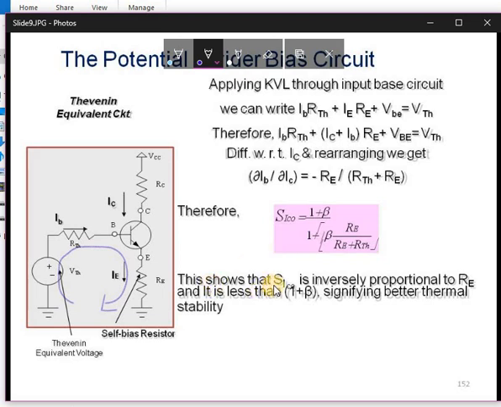This shows that the stability factor is inversely proportional to the emitter resistor RE, and its value is less than 1 plus beta. Due to the low value of the stability factor, we get better thermal stability. That means when the stability factor value is low, the operating point is in a stable condition.